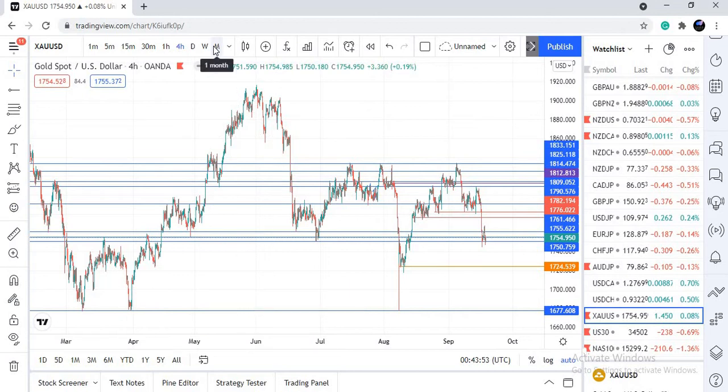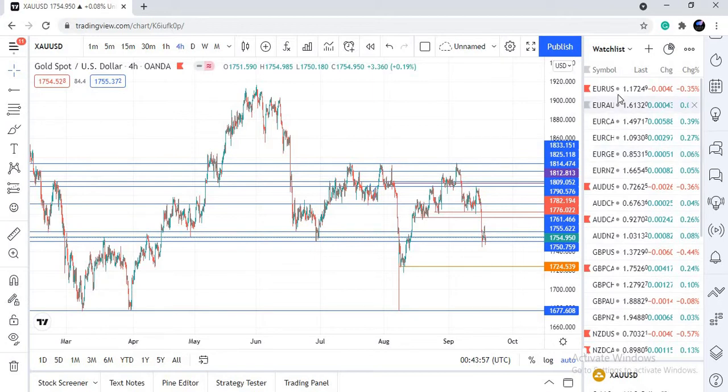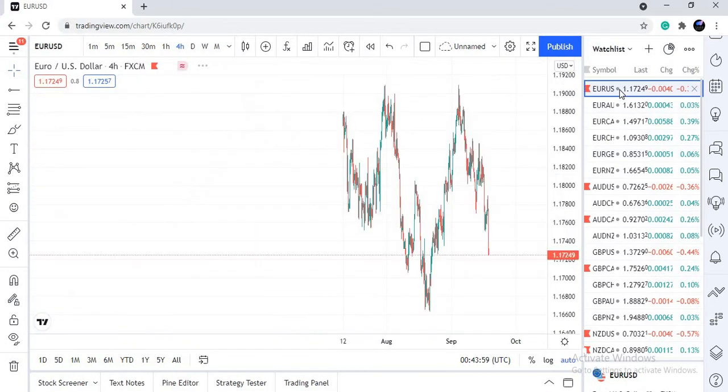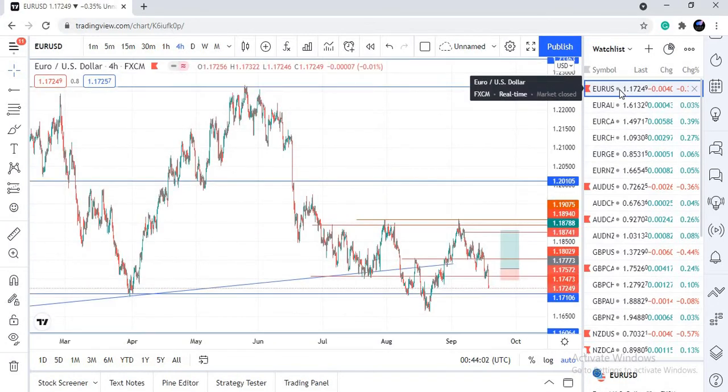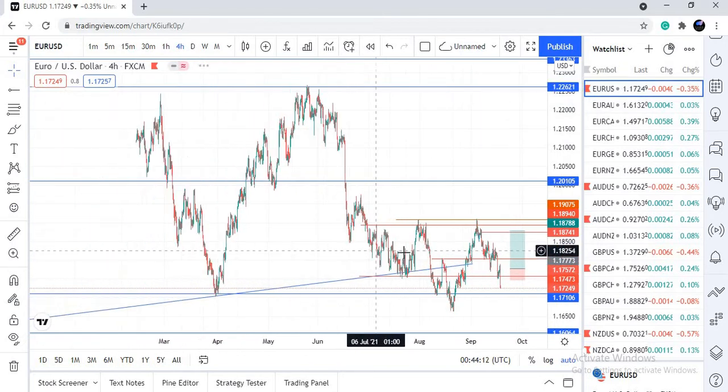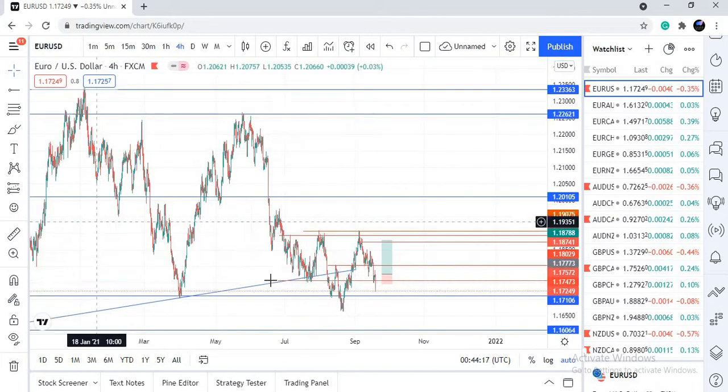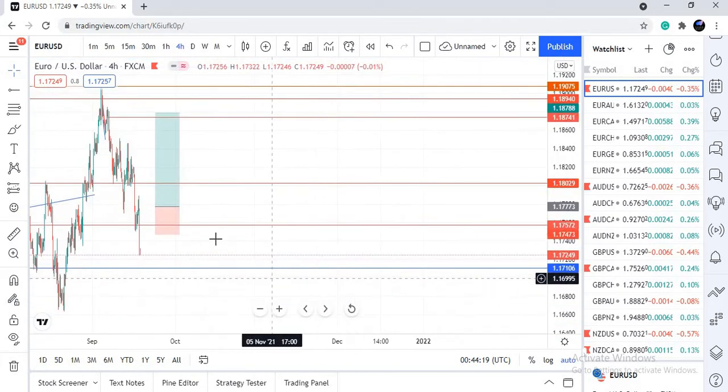So this week we're only going to be reviewing 5 pairs. We're going to be predicting 5 pairs for this week, and the list of the 5 pairs are the EURUSD, AUDUSD, AUDCAD, GBPUSD, and AUDJPY. So for the EURUSD, it's quite simple. What we are predicting for this trade is 2 things.